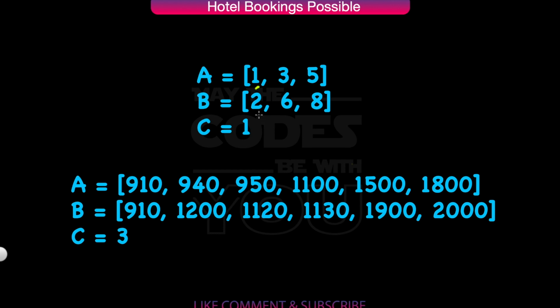We are given arrival 1, departure 2. Next arrival is at 3, so we don't need another room. One is enough. This 3 departs at 6, but the next arrival is at 5, so we need one more room, which is 1 plus 1 equal to 2. So there are not enough rooms, and the return value will be false. Let's look at another example.